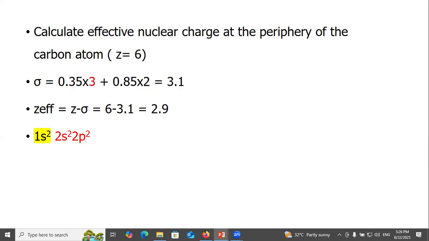Calculate the effective nuclear charge at the periphery of the carbon atom. Z equals 6 and sigma equals 0.35 times 3 plus 0.85 times 2, equal to 2.75. Z effective equals Z minus sigma, 6 minus 3.1, which gives 2.9.